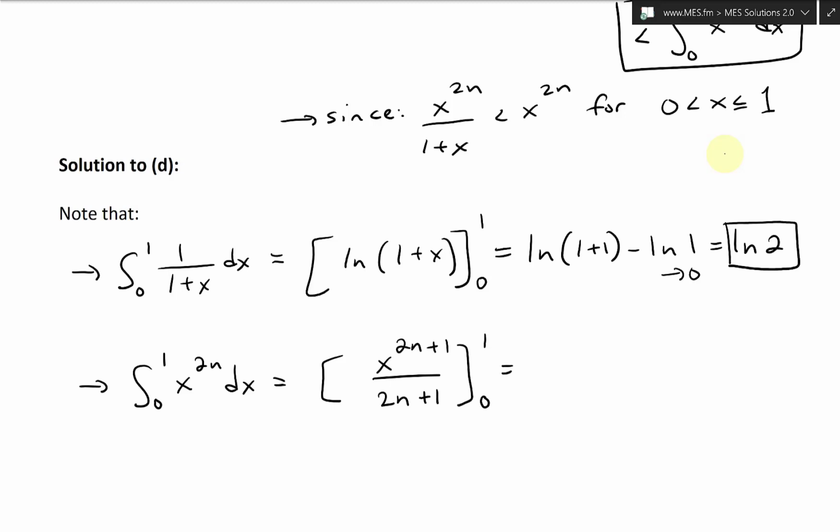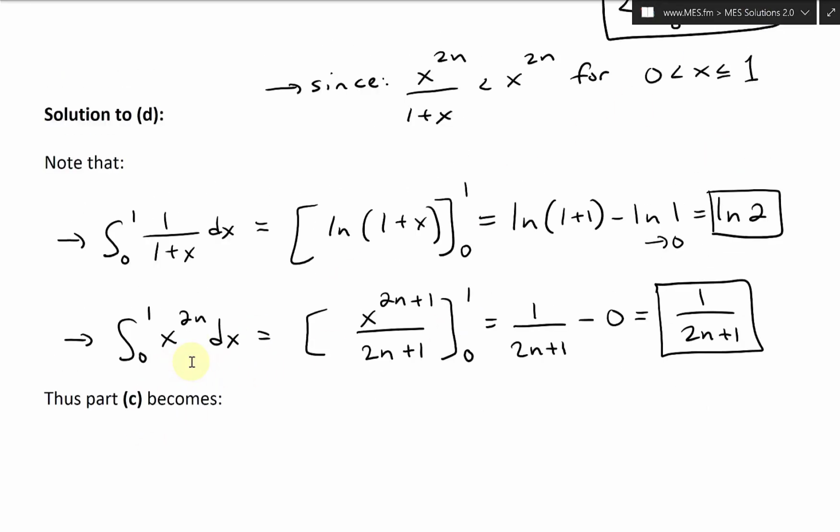Putting the 1 inside, we get 1 to the power of 2n plus 1, that's still going to be 1, divided by 2n plus 1, and then subtracted by what we get when we put in 0, which is just going to be 0. So in other words, this equals 1 over 2n plus 1, and we can box this out.